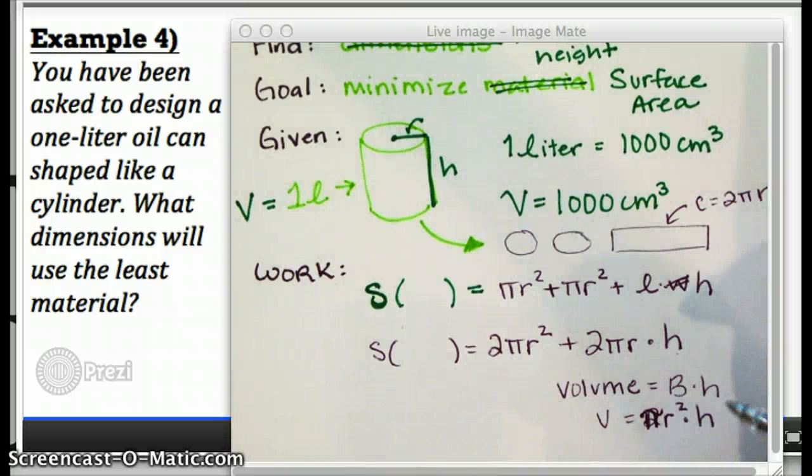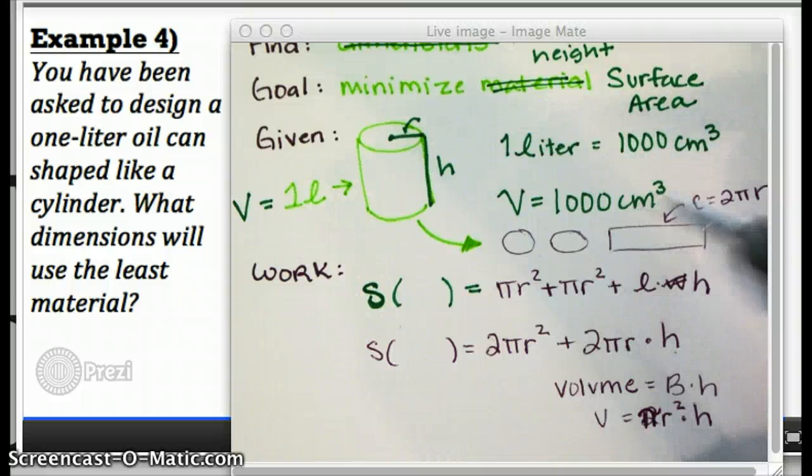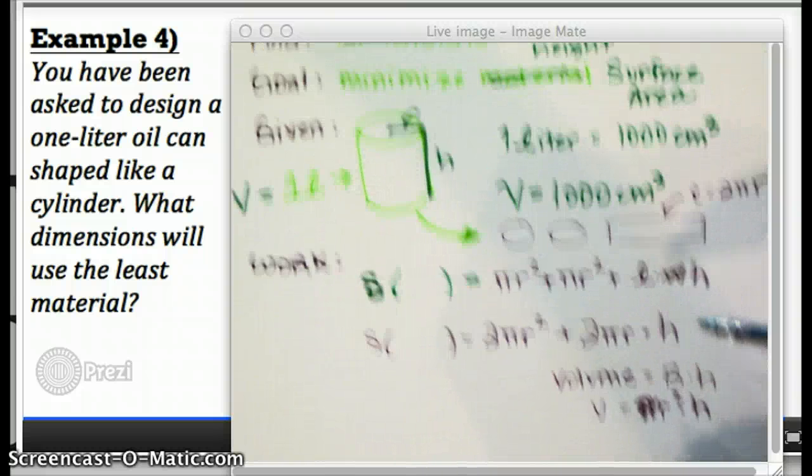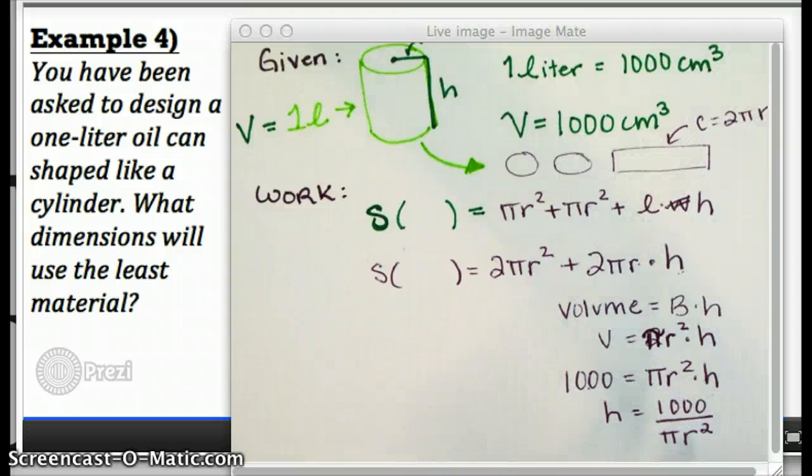Now that I see what the volume is, I can use this 1,000 centimeters to create a second equation that has r and h in it. Because the volume is 1,000 centimeters cubed, pi r squared h must equal 1,000. And I can rearrange this expression to get h by itself pretty easily. h has to be 1,000 divided by pi r squared.